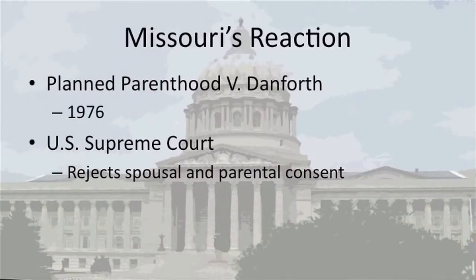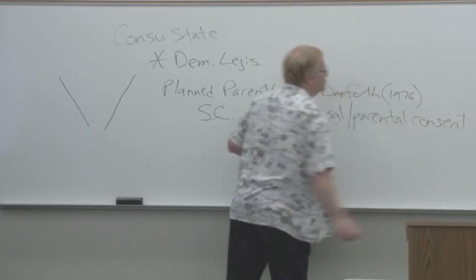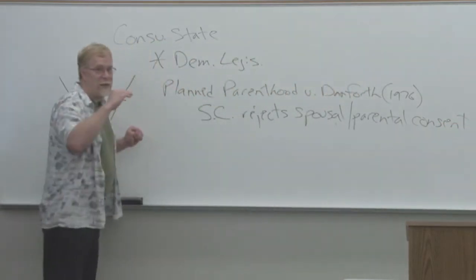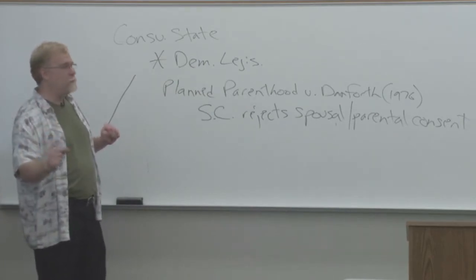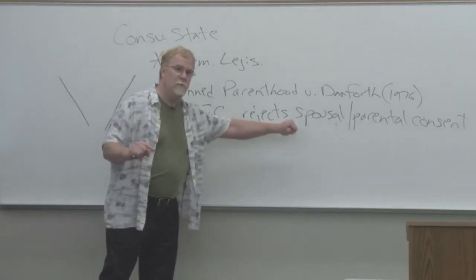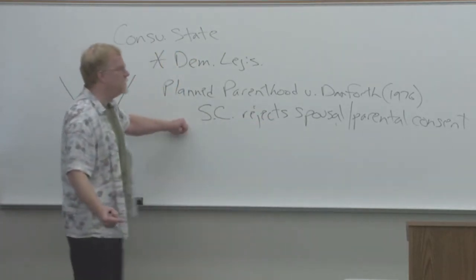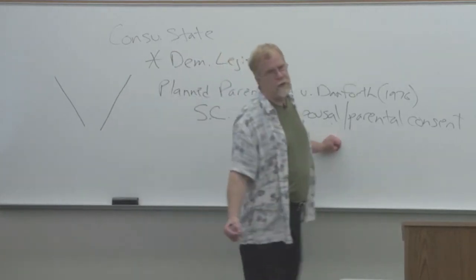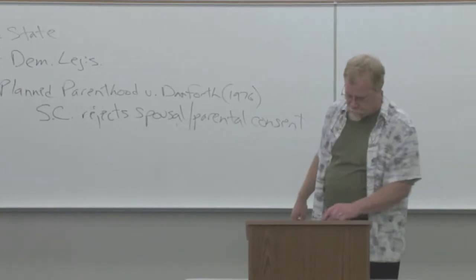The United States Supreme Court rejects spousal and parental consent. The legislature had passed the statute not getting at the heart of whether you could or could not have an abortion, but if you were to have an abortion, you would need spousal or parental consent. Again, Missouri's attempt to narrow Roe v. Wade. The Supreme Court rejects that first attempt to narrow abortion rights in the state of Missouri. But that's just the first try.